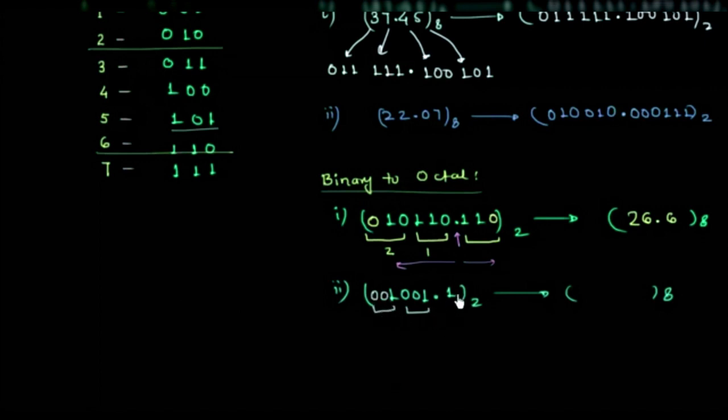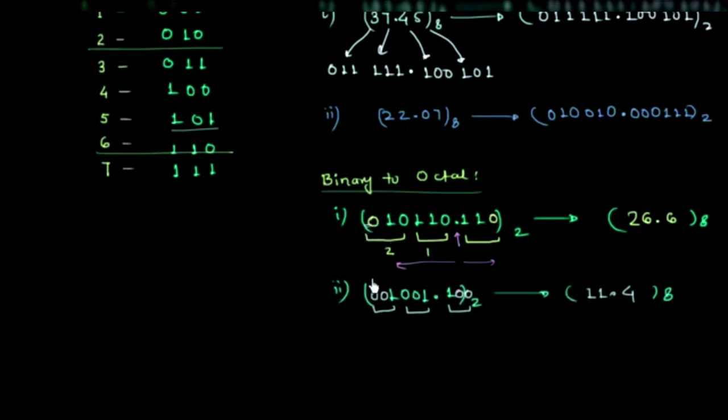For the fractional part I will add 2 zeros. This will give me 100. 001 is 1, and 100 is 4. So 11.4 is the octal equivalent of this number.